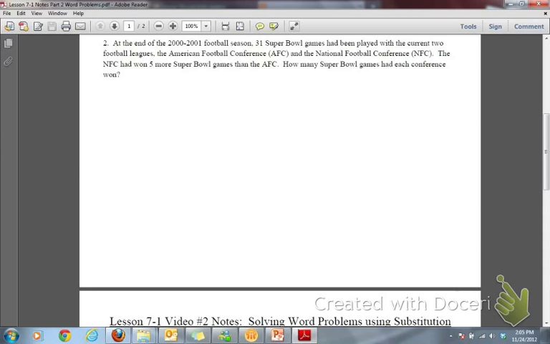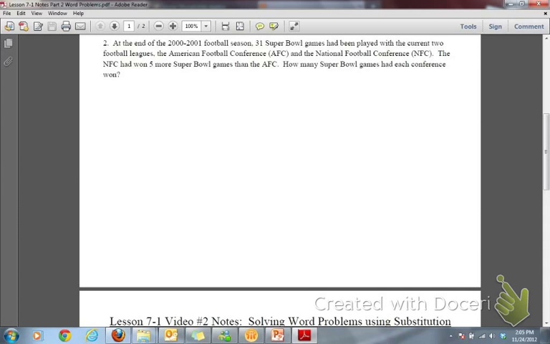Okay, football people, this one's for you. At the end of the 2000-2001 football season, so that was a while ago, 31 Super Bowl games had been played with the current two football leagues, the AFC, the American Football Conference, and the National Football Conference, the NFC. Now, at that time, the NFC had won 5 more Super Bowl games than the AFC. And the question is, how many Super Bowl games had each conference won?